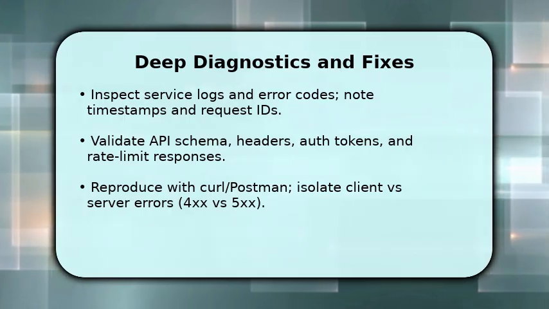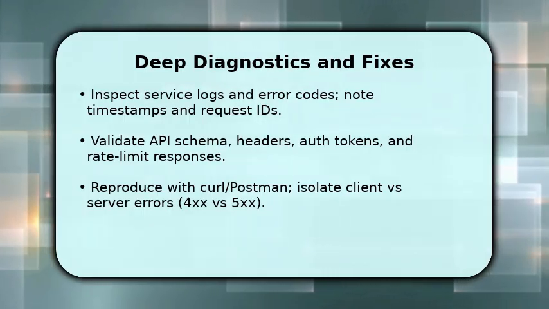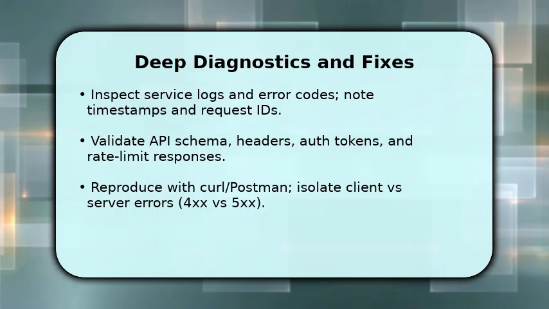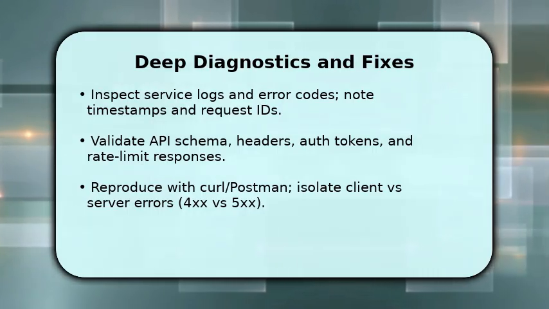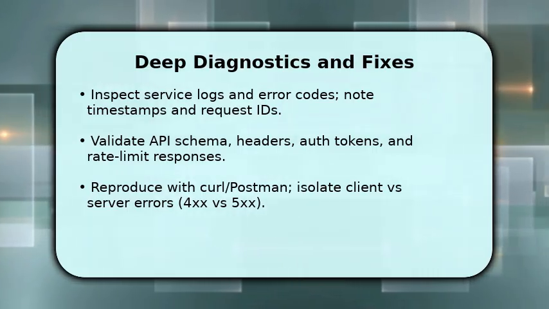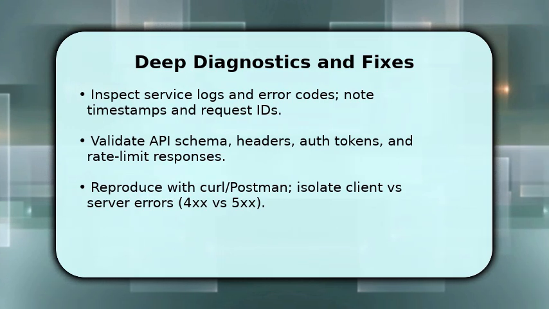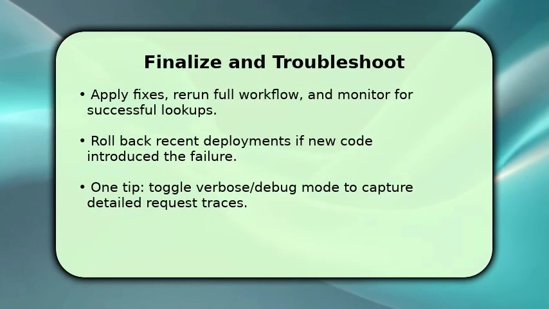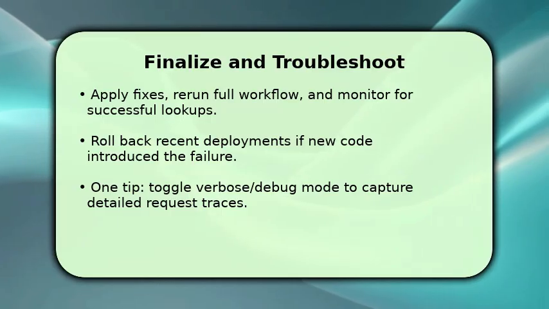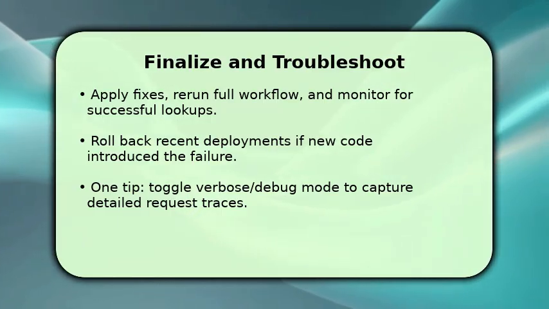Reproduce the call with curl or Postman to separate client-side bugs from server issues. If you see 4xx errors, fix the request. If you see 5xx, escalate. Finish by applying the targeted fixes and running the full lookup end-to-end. Confirm successful retrieval and propagate changes to dependent systems.